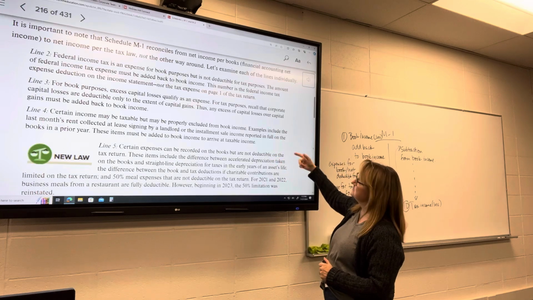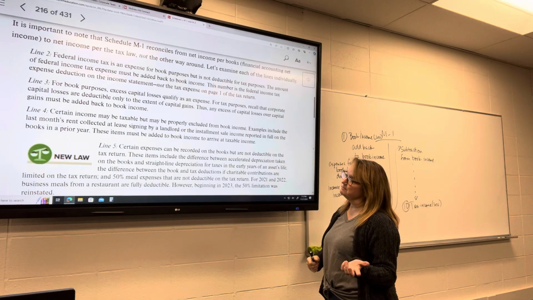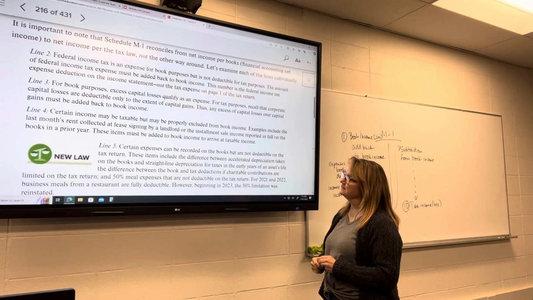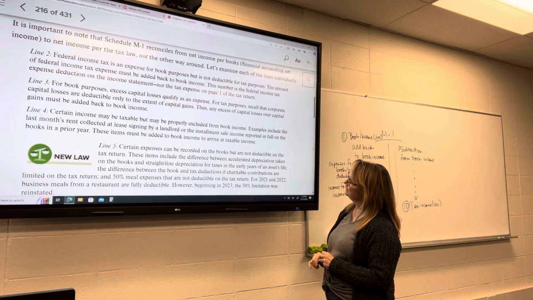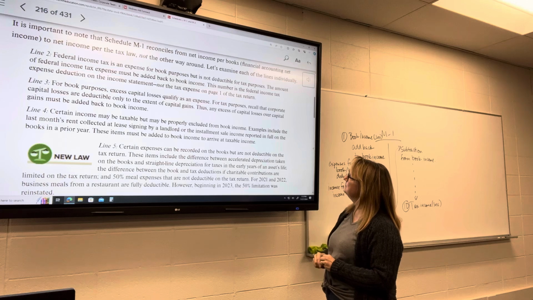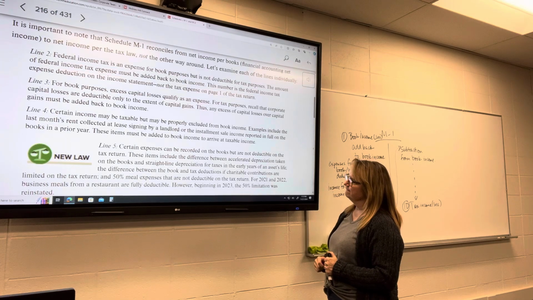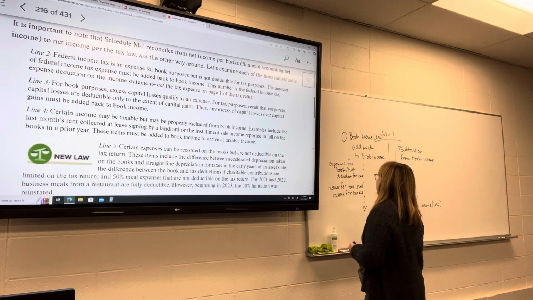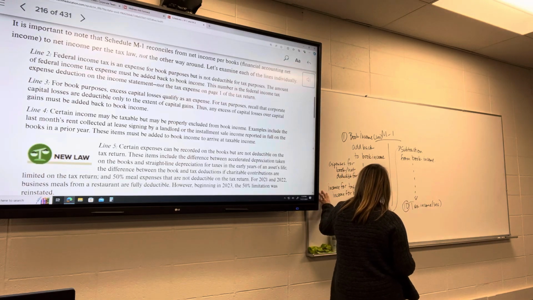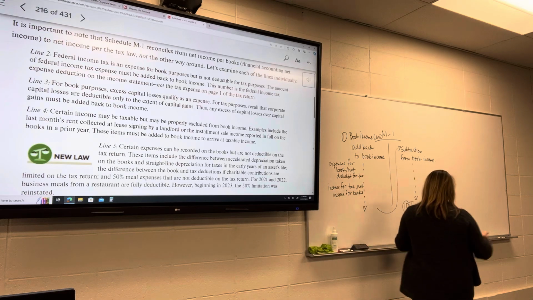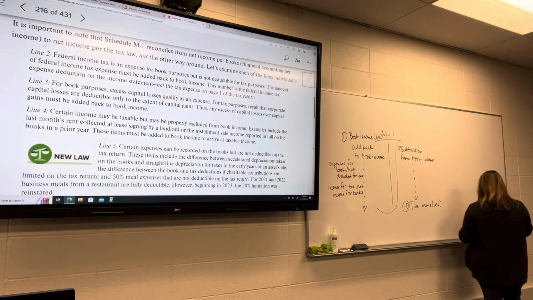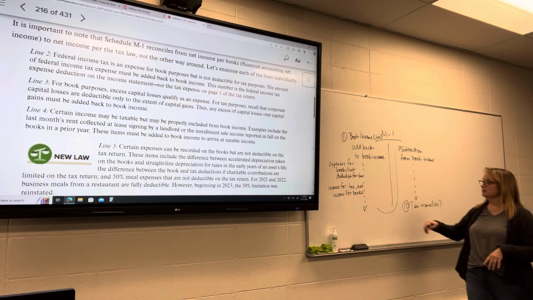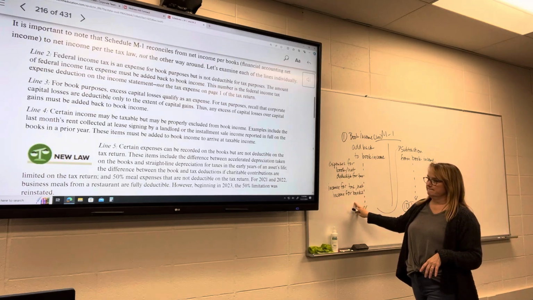Let's see. Examples would include last month's rent collected at lease signing by a landlord, installment sale income reported in full on the books in a prior year. So these items have to be added to book income to arrive at taxable income. So anything that's income for tax purposes that we included on the tax return, but we did not include it as income on the books.